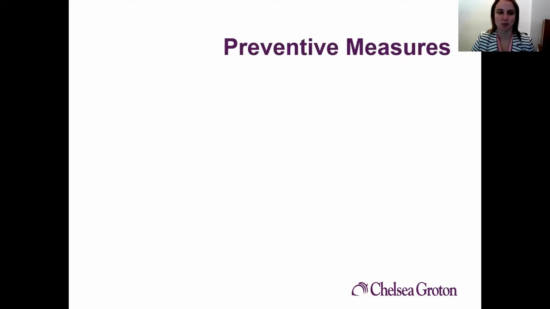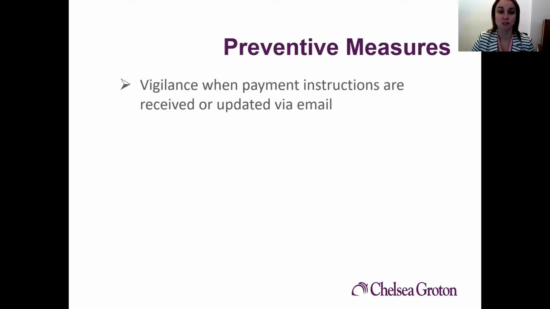So how can we prevent this type of fraud? First and foremost is vigilance when payment instructions come in via email. A common type of scam that I get all the time, even here at Chelsea Groton, is emails from somebody posing as our CEO asking that I do an ACH or a wire transfer pretty urgently. At the top of our emails, as I've seen with many of yours, there's always a banner that says this email originated outside of your organization.